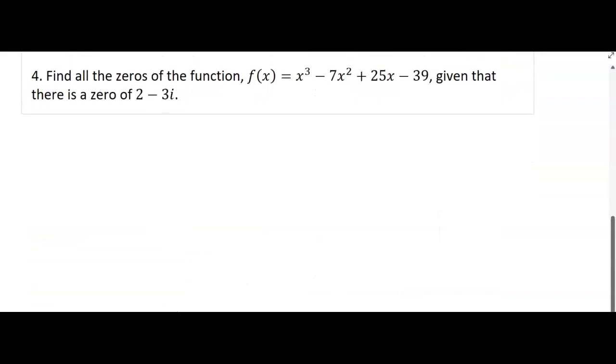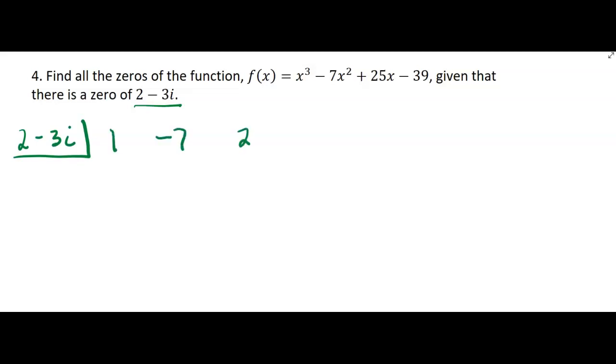Find all the zeros of the function, and we're given one zero, 2 minus 3i. Okay, so if you know a 0, let's just put that in there. 2 minus 3i. And then we're pulling off these coefficients: 1, -7, 25, and -39. Probably shouldn't have taken quite so much room. Because our 0 is not a real number, it's going to take us a little more room. But 1, bring down the 1, multiply, that's 2 minus 3i.